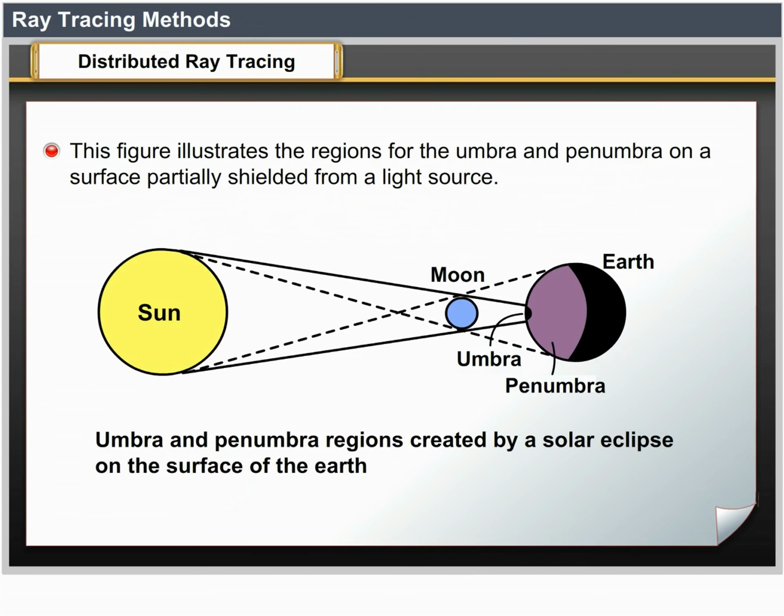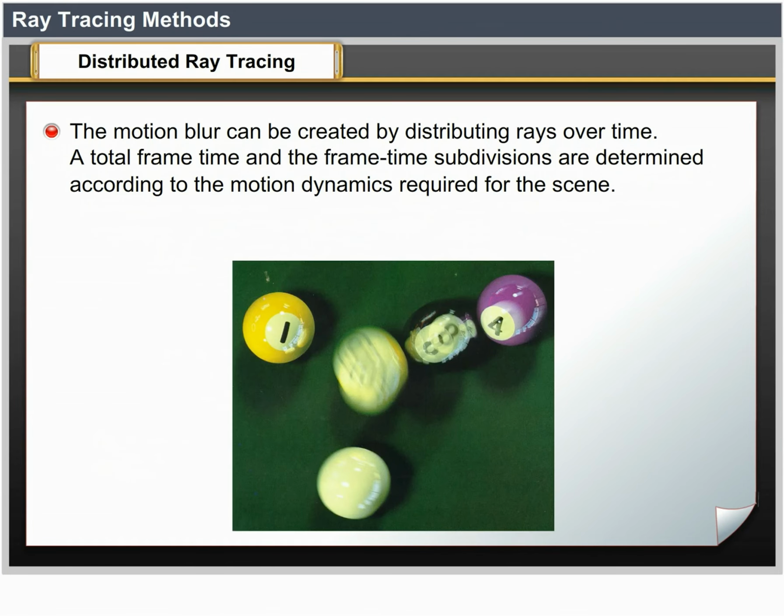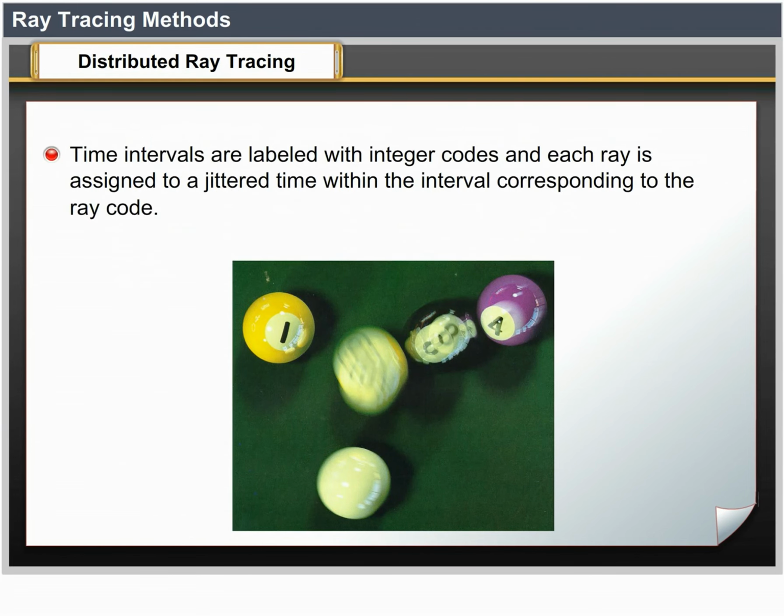We create motion blur by distributing rays over time. A total frame time and the frame time subdivisions are determined according to the motion dynamics required for the scene. Time intervals are labeled with integer codes, and each ray is assigned to a jittered time within the interval corresponding to the ray code. Objects are then moved to their positions at that time, and the ray is traced through the scene.